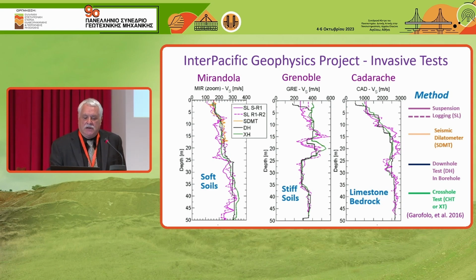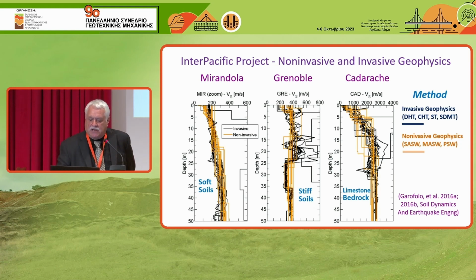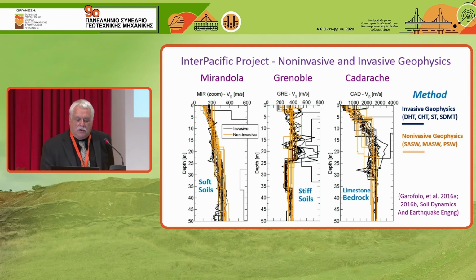Pretty big range. And then here are the 14 non-invasive geophysics profiles using Rayleigh waves. So the invasive geophysics are all now represented by black squiggly lines, and the non-invasive are represented by orange squiggly lines. So you can see they're not the same answers, but they're all fairly close overall. There's a few exceptions. And again, I encourage you to read Garofalo et al. 2016 A and B.